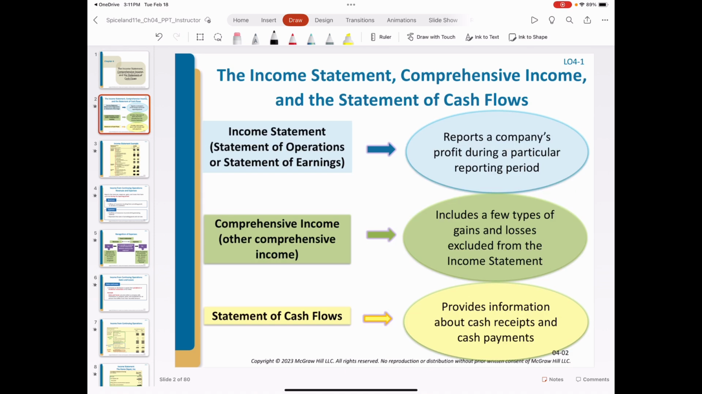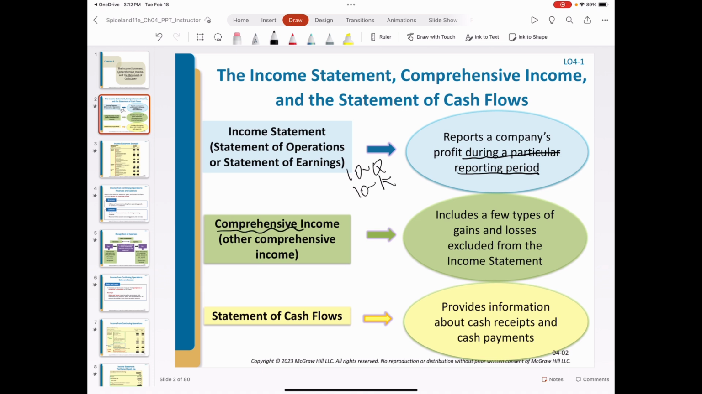The income statement is also called the statement of operations or statement of earnings. It reports a company's financial performance during a period of time. For an income statement reported in a 10Q, this is the income statement for the past 3 months. The income statement reported in a 10K, we know that's the financial performance for the past 12 months.